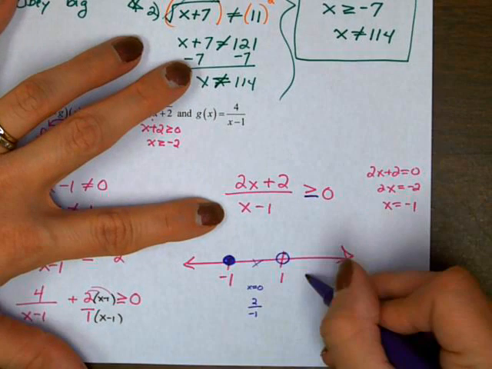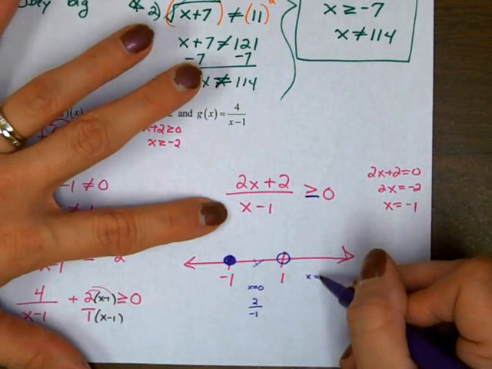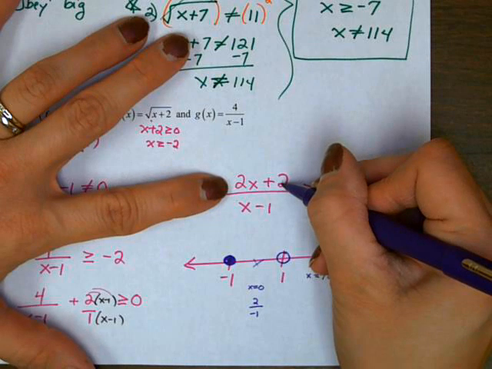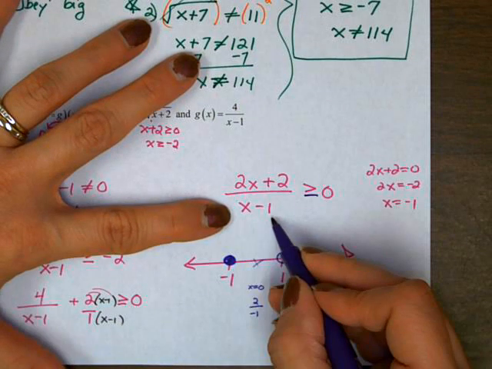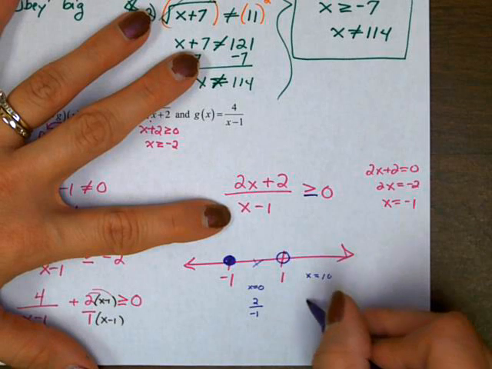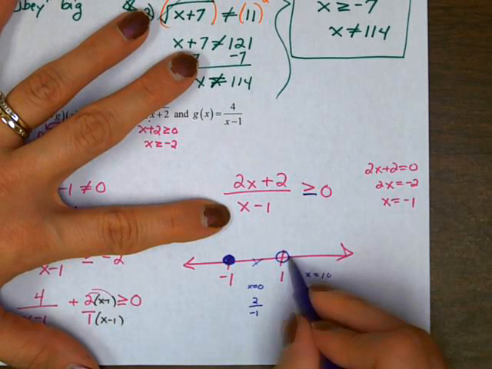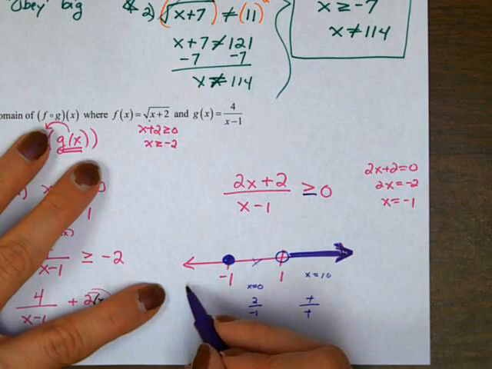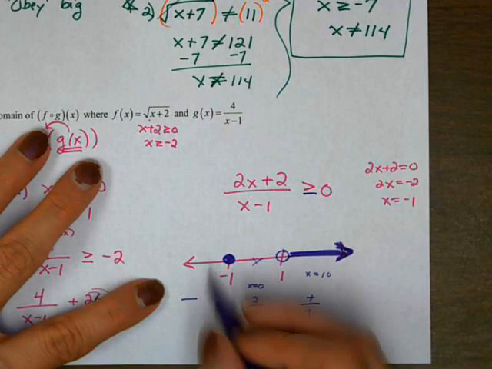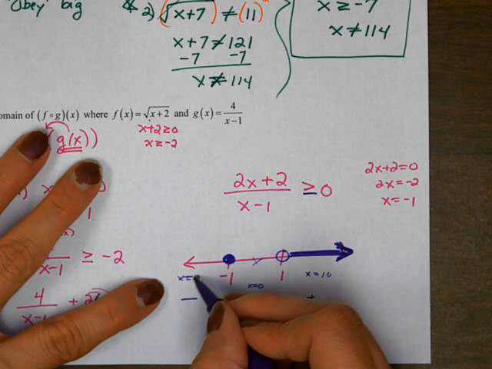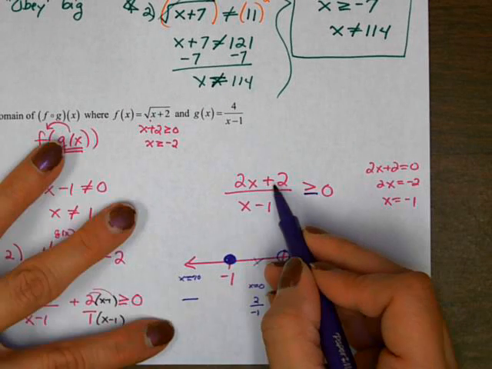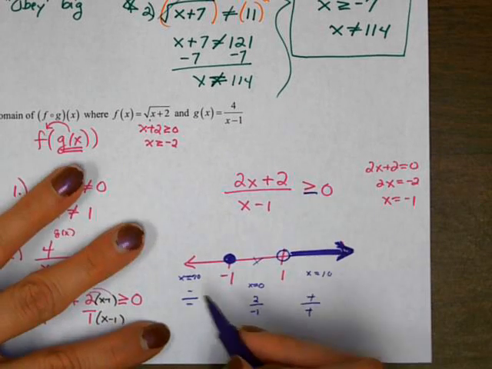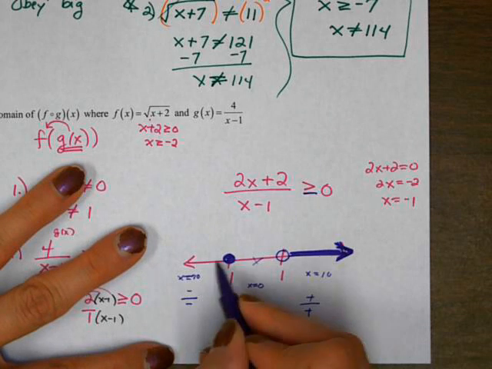Do you guys like to try big numbers or small numbers, like 10? 20 plus 2, that's positive. 10 minus 1 is positive. A positive divided by a positive, yep, that's going to work. So here's a good section. How about over here? Let's try negative 10. Negative 20 plus 2 is negative. Negative 10 minus some more is negative, and a negative divided by a negative, that's going to work.